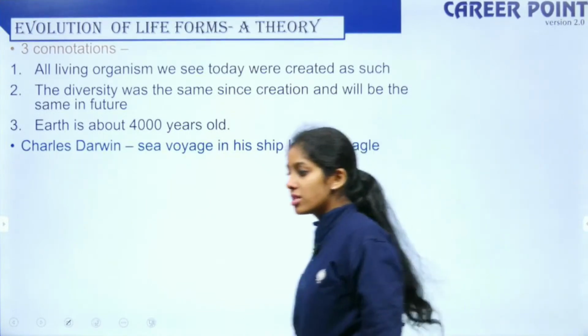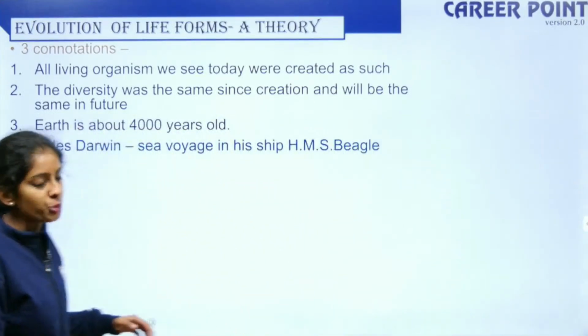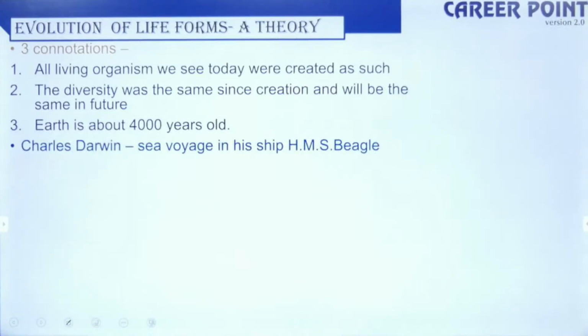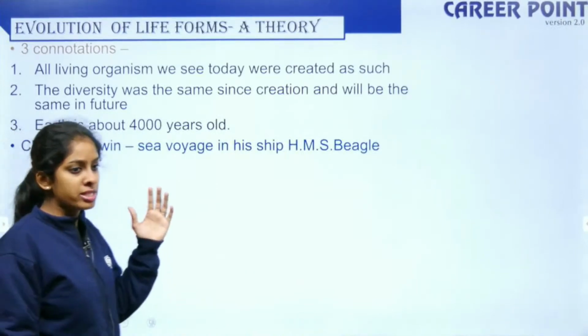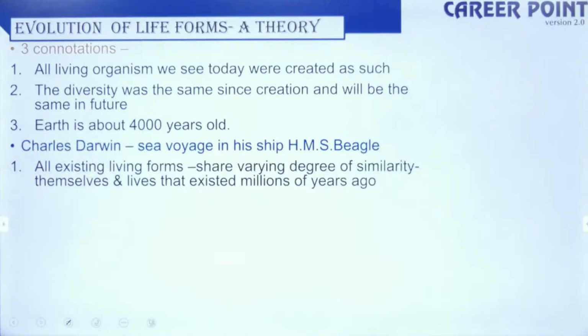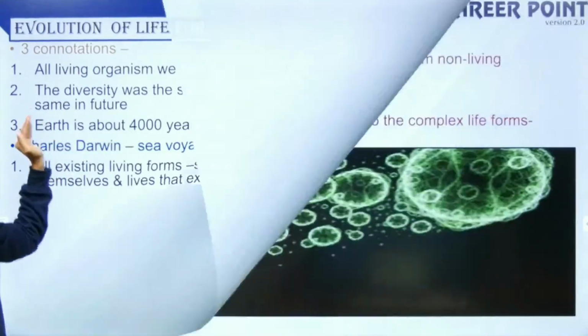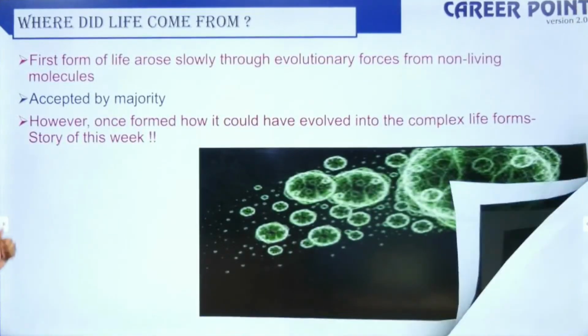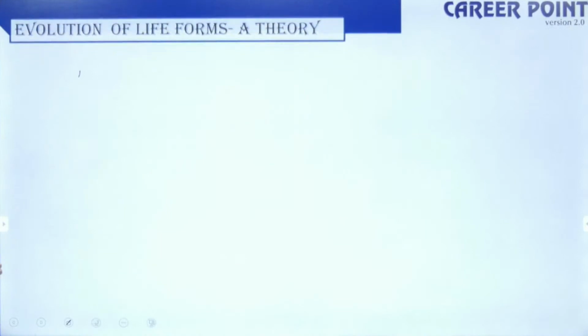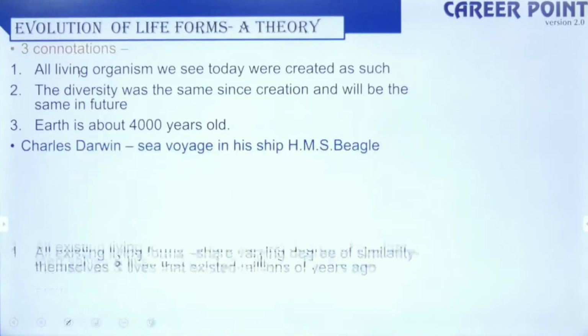So these were some of the opinions of people. Then Charles Darwin, who is now known as the father of evolution, went on a voyage in his ship HMS Beagle. He was a naturalist, a scientist, and he concluded the following after his voyage. So what did he conclude?